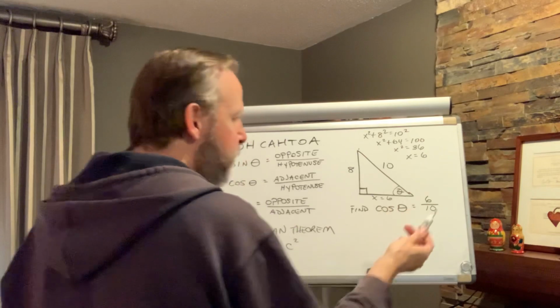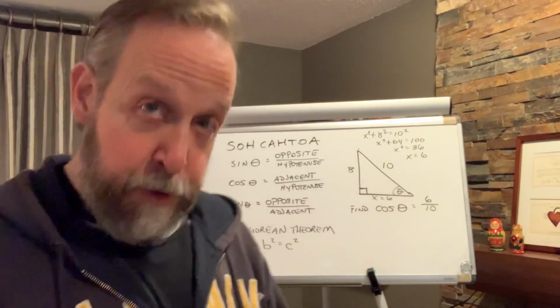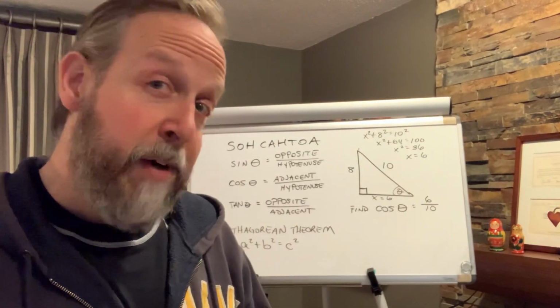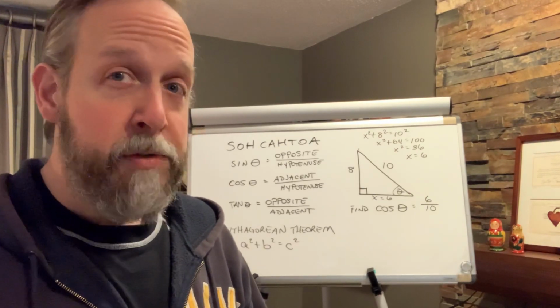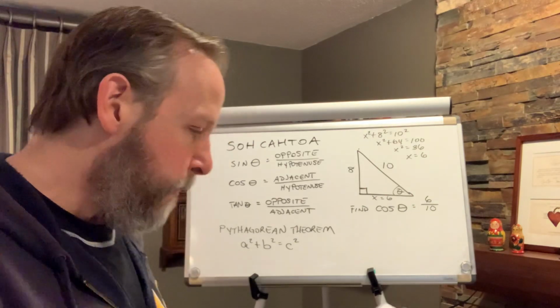All right, and you could just write 6 over 10. If it's a grid-in, you can call it 3 over 5 to reduce it. You can call it 0.6. Any of those are appropriate answers. All right.